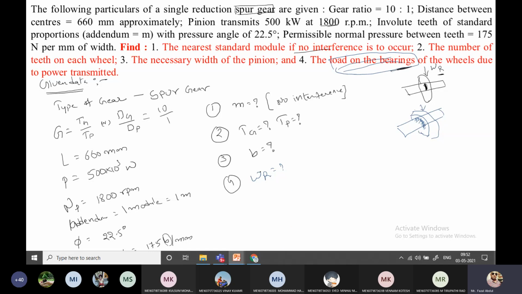That load on a bearing is known as radial load. Why are we calling it radial load? Because this is happening due to the application of the radial load only.